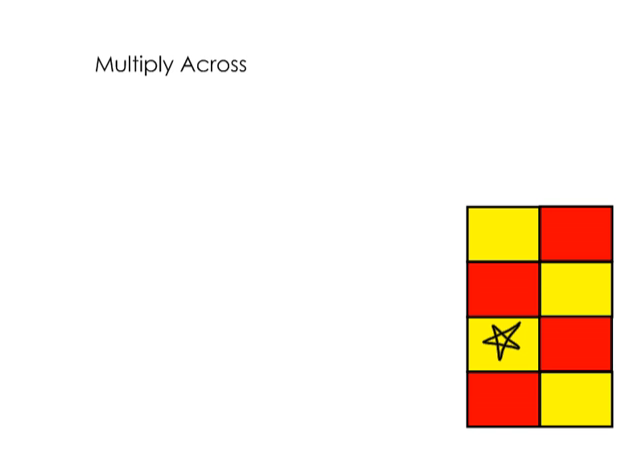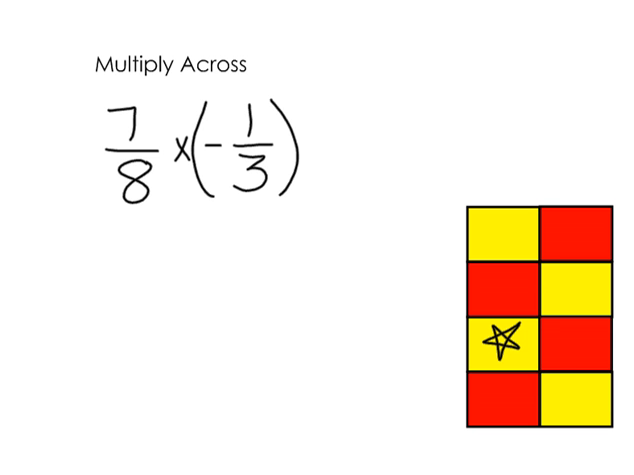If we had the fractions 7/8 multiplied by -1/3, your negative sign, if you attach it to the numerator, you can think of it as -1. We know our final answer is going to be negative because a positive multiplied by a negative is negative. So 7 times 1 is 7, 8 times 3 is 24. So our final answer would be -7/24.